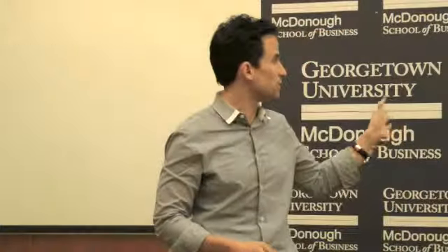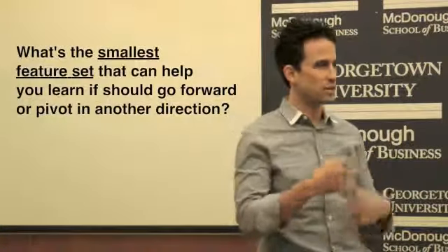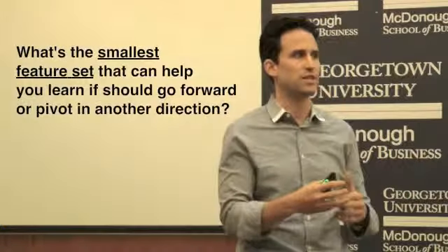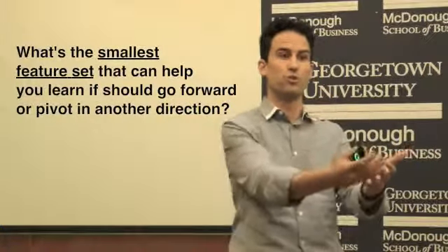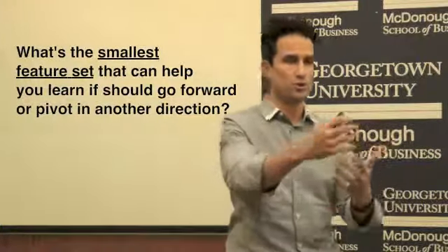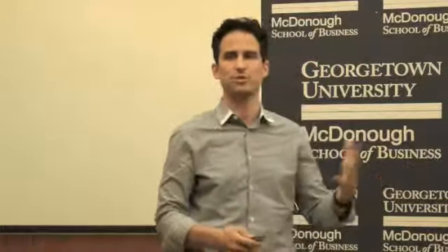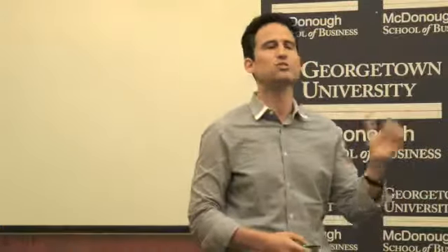So this is ultimately what you're trying to do with an MVP: you're trying to figure out the smallest feature set that can help you learn whether or not you should go forward with this thing, whether you should learn more, or you should go back and pivot. And that's really the simplest way to describe it. So just one more time, the smallest feature set. That's the whole goal, something that will give you confidence to move forward.